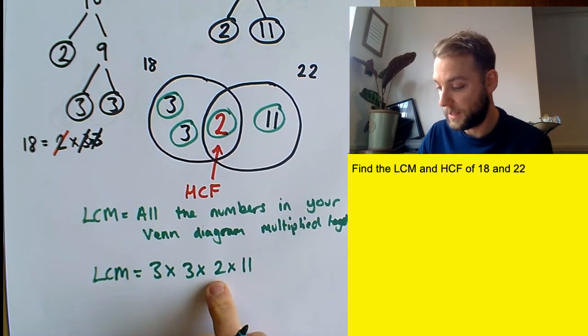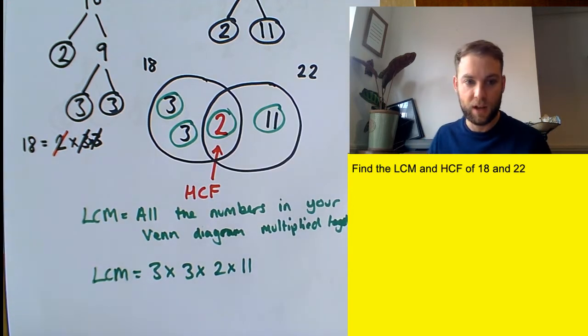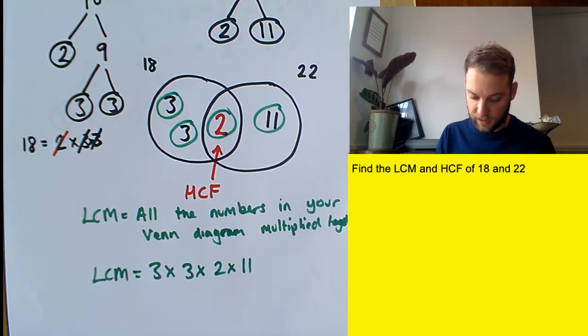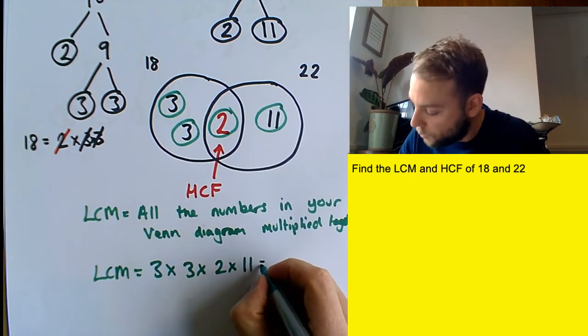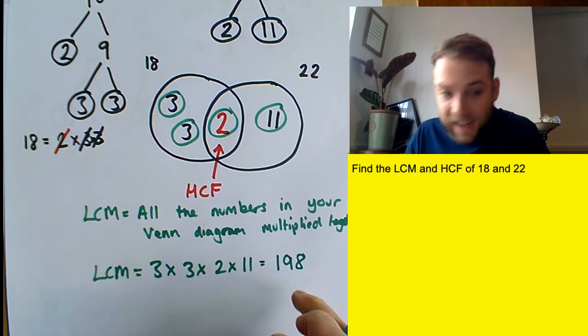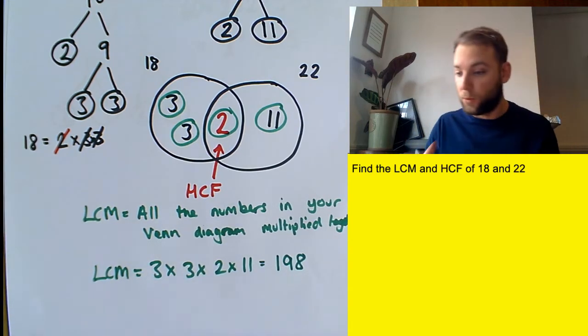Times by 2 is equal to 18. Times by 11. I'm going to use my calculator for that. You can do it on the side if you want. 3 times 3 times 2 times 11 is equal to 198. And it would have taken us ages to get there to find the multiples of 18.